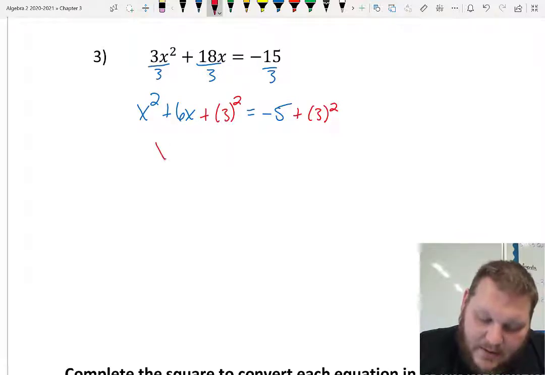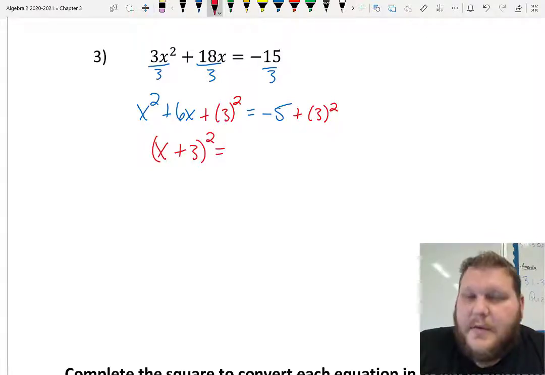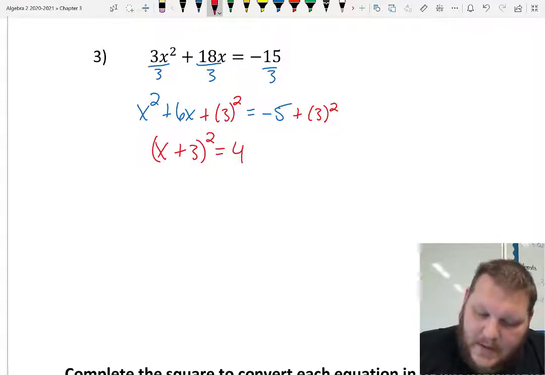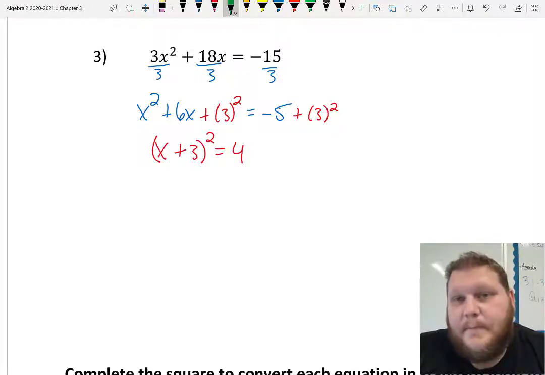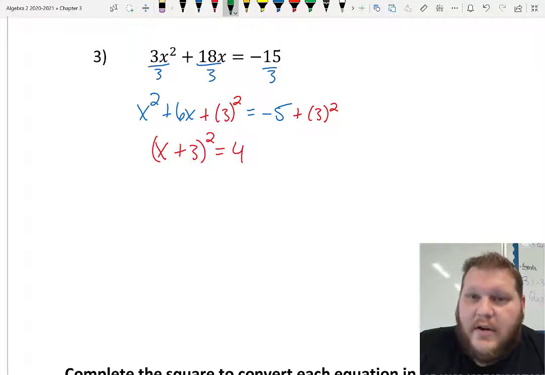That factors then out into x and whatever half of b was, so positive 3, equals, on the right side, 3 squared is 9. 9 minus 5 would be a positive 4. So we'll get a nice clean answer on this one. From here, that's already factored, so we're already down to step 4. I believe, let me make sure. Yep, step 4, factor it. And then step 5 here is just solve it using square root method.